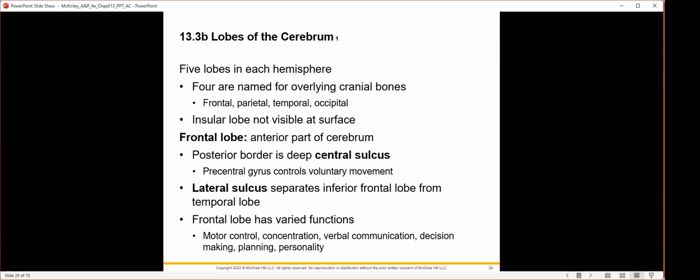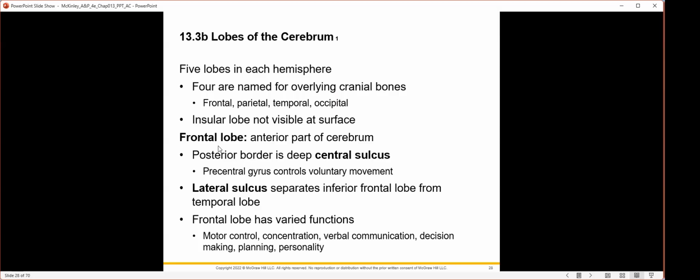There are 5 lobes. 4 of them are named for the cranial bones that they sit underneath. So we have the frontal lobe, which sits underneath the frontal bone, parietal lobes sitting underneath the parietal bones, temporal lobe sitting underneath the temporal bones, and occipital lobe sitting underneath the occipital bone. Inside all of these lobes, there's an innermost one called the insula or insular lobe.